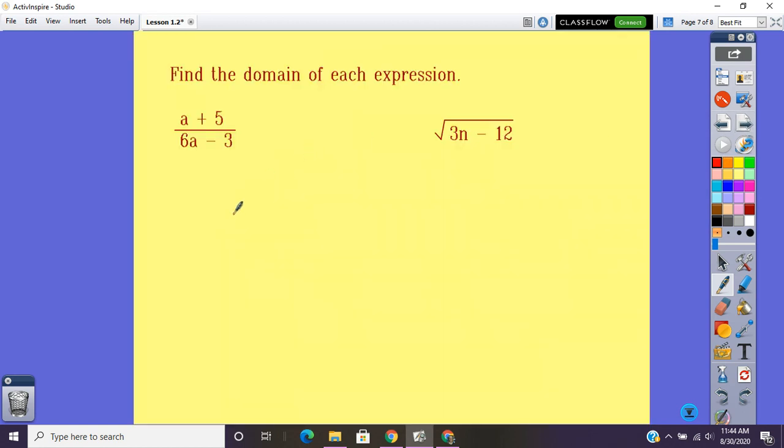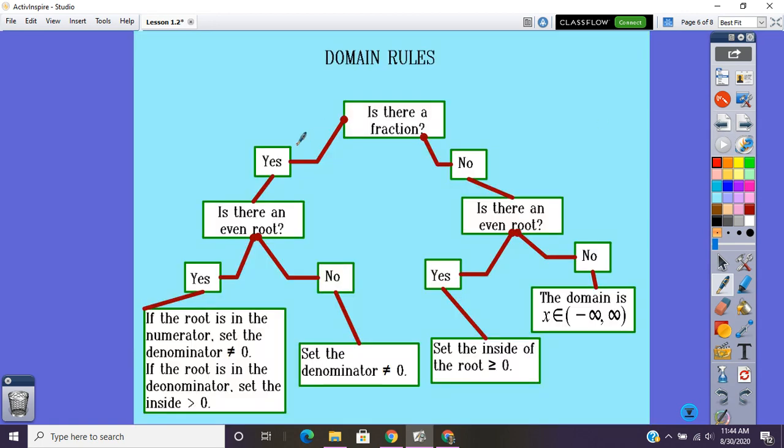So let's look at an example here. And I do have other videos that walk you through each of the types of problems and go through the domain rules a little bit more in depth. So find the domain of each expression. So let's talk about this first one. So the first thing we ask, is there a fraction? Yes. Is there a root, an even root? No. So we're going to set the denominator not equal to 0.